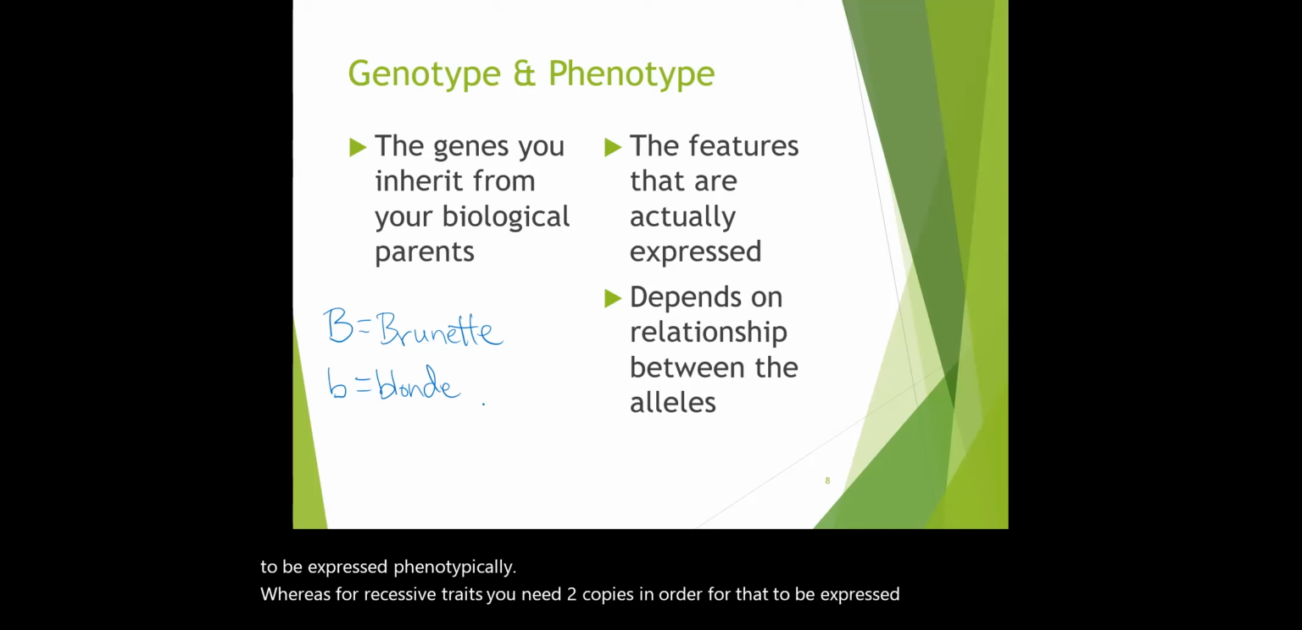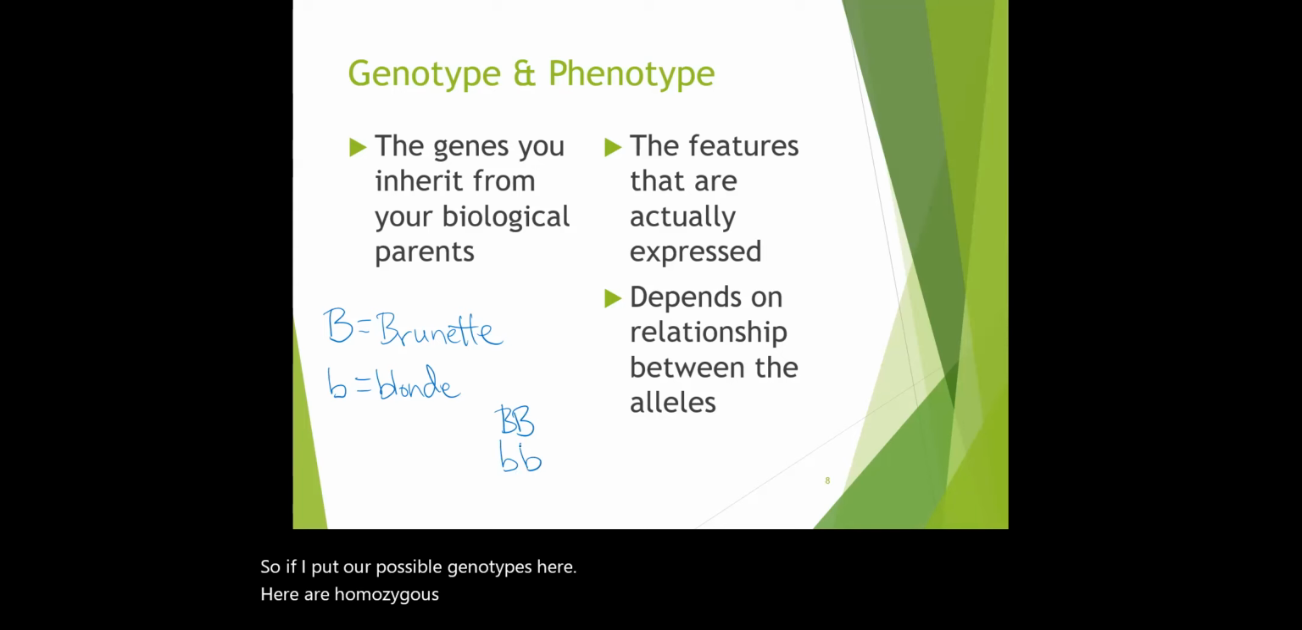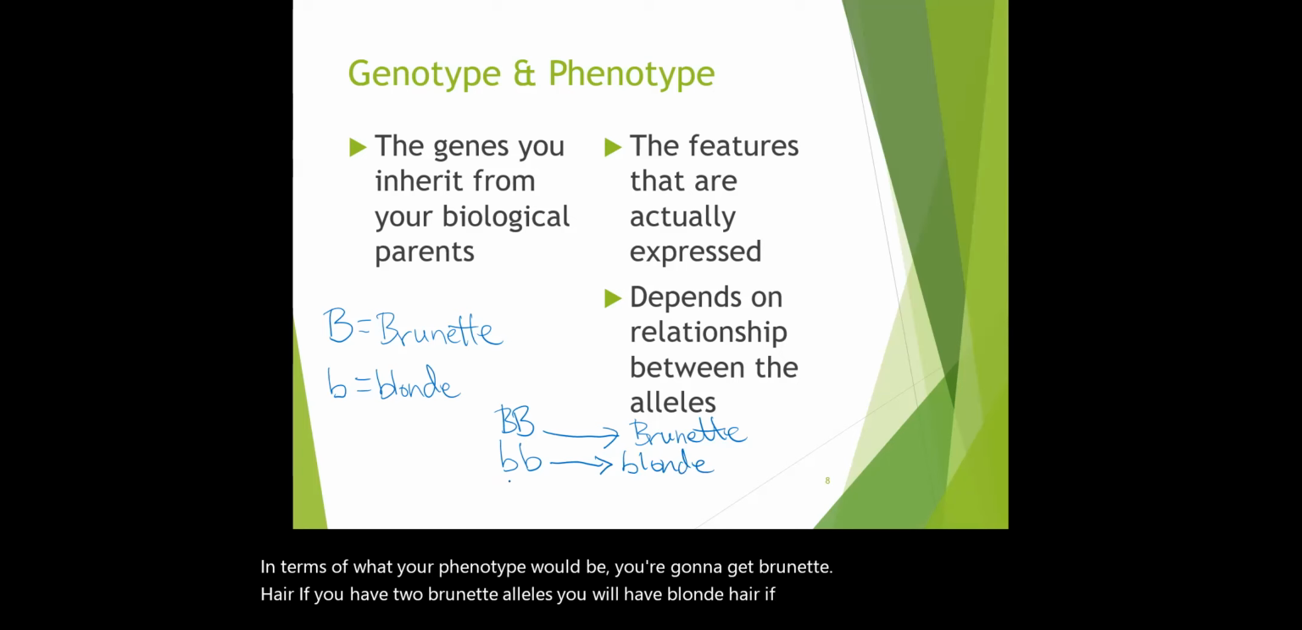So if I put our possible genotypes here, here are homozygous types. You might get 2 brunette alleles, you might get 2 blonde alleles. In terms of what your phenotype would be, you're going to get brunette hair if you have 2 brunette alleles. You will have blonde hair if you have 2 blonde alleles.